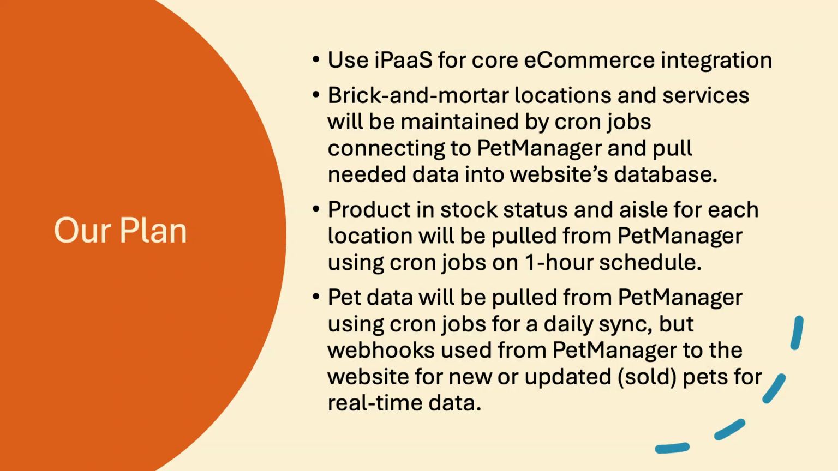So we were going to use the iPaaS for core e-commerce integration. For the brick and mortar locations and services, we're going to use cron jobs to connect them to Pet Manager and pull in the needed data. For the product in-stock status and aisle, we're going to pull that into Pet Manager using cron on a 1-hour schedule. And then for the pet data, we're going to also use cron for that, but we're also going to blend that with webhooks to be able to pull that in.